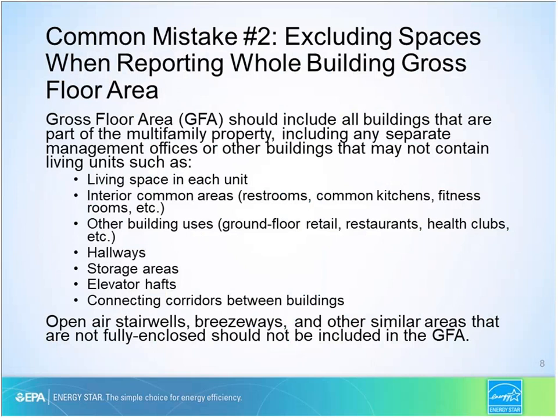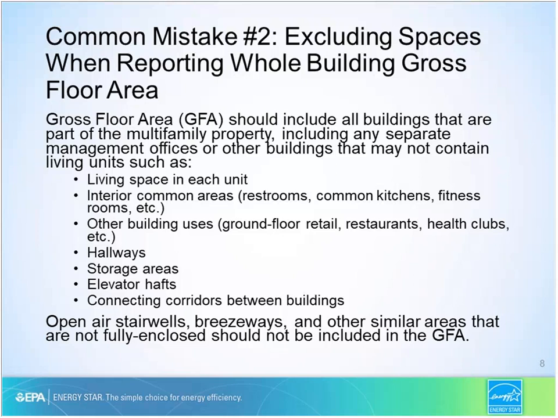Another common mistake is for applicants to only include the living unit spaces in their multifamily housing property's gross floor area, or GFA. Living spaces, common areas, hallways, etc. must all be included. The gross floor area should also include the square feet of the other building uses, including ground floor retail, restaurants, health clubs, etc.